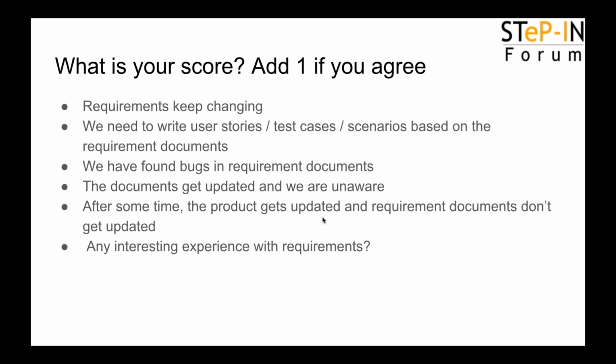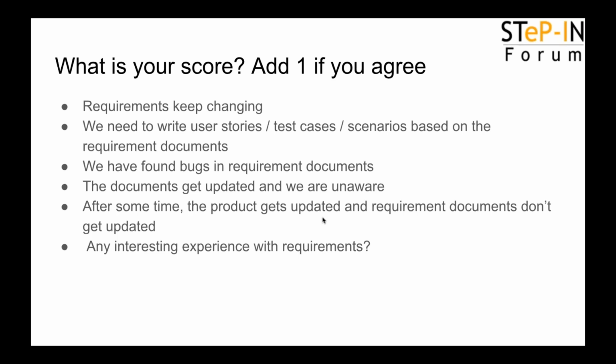After some time, the product gets updated, and the requirement documents don't get updated. It's the other way around now. The product is updated, but there's no time, and everyone is super busy. They are working on the product. People have forgotten the requirement documents. Quite natural. So how do we deal with all of these, right?